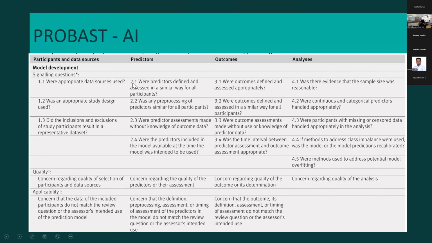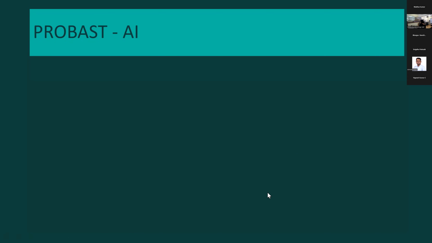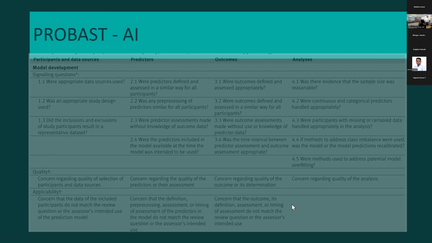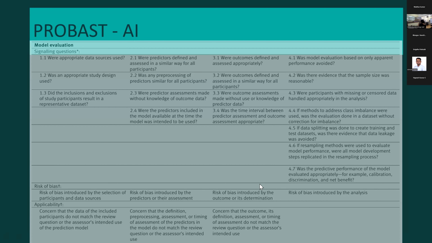There are signaling questions under each domain, and there are 4 domains in this. There is a separate model for model development, and a separate one for model evaluation. If a study involves only model development, you use the checklist only for model development. If it involves something like external validation or internal validation, you use the risk of bias for model evaluation. If the study involves both, we should go through both checklists. So this is the model development checklist, and this is the model evaluation checklist.